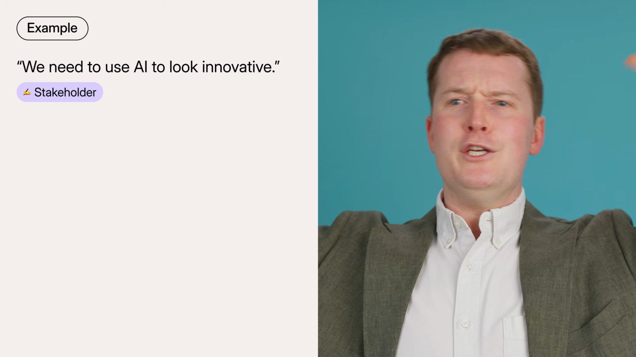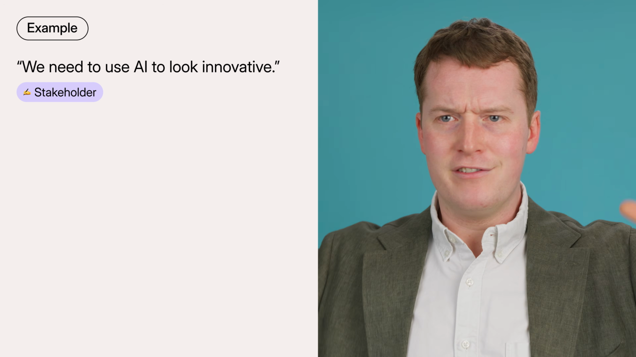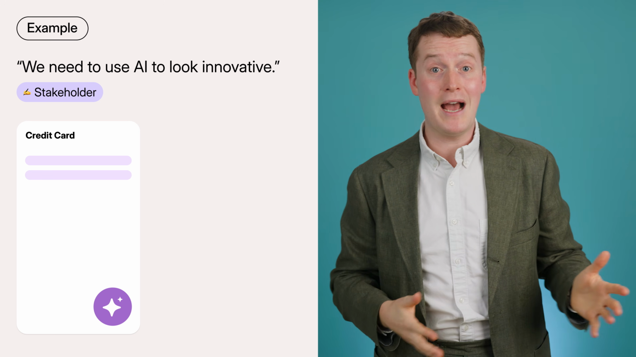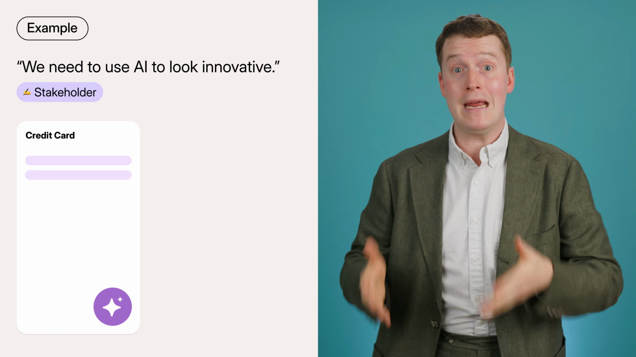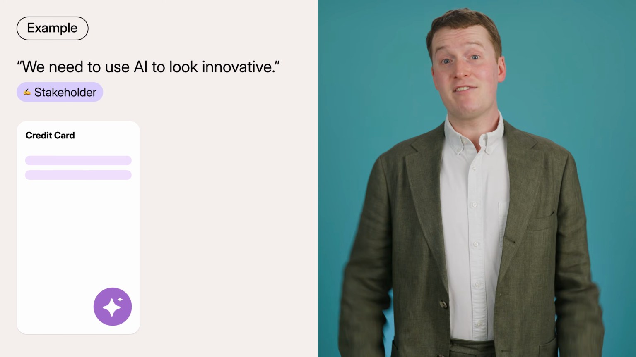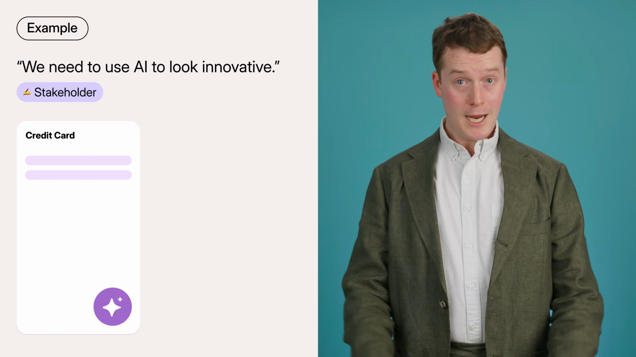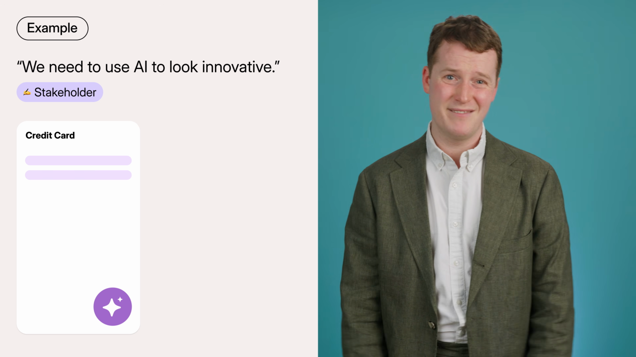Let's talk about an example. Imagine a team at a fintech company. The wrong way, the solutioneering way, starts with some sort of pressure from above. We need to use AI to look innovative. The team decides to add a generic AI chatbot to their main credit card page, and after months of work, they launch the chatbot, but users don't use it.